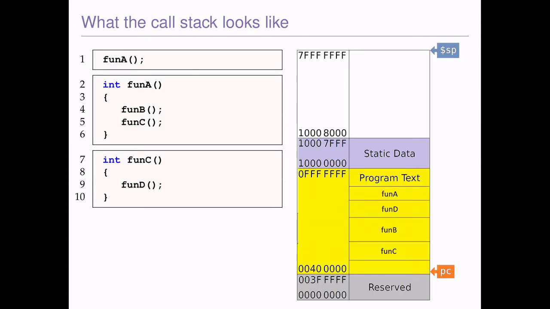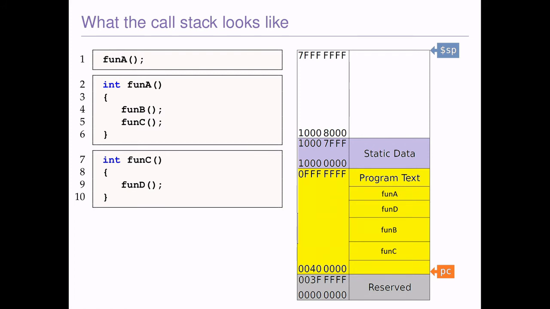So let's have a look at how this plays into subroutines or functions. So on the left here I have function A, and function A is described as calling function B and function C. And then function C also calls function D, so there's a bit of complexity going on here.